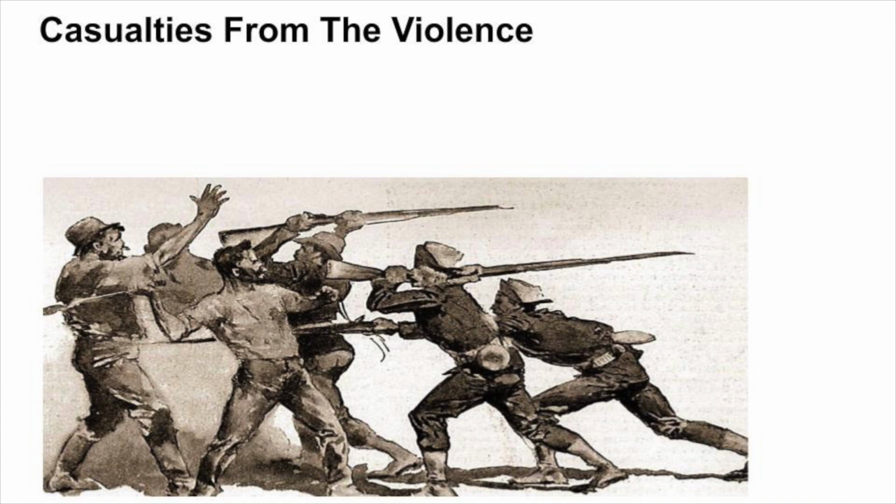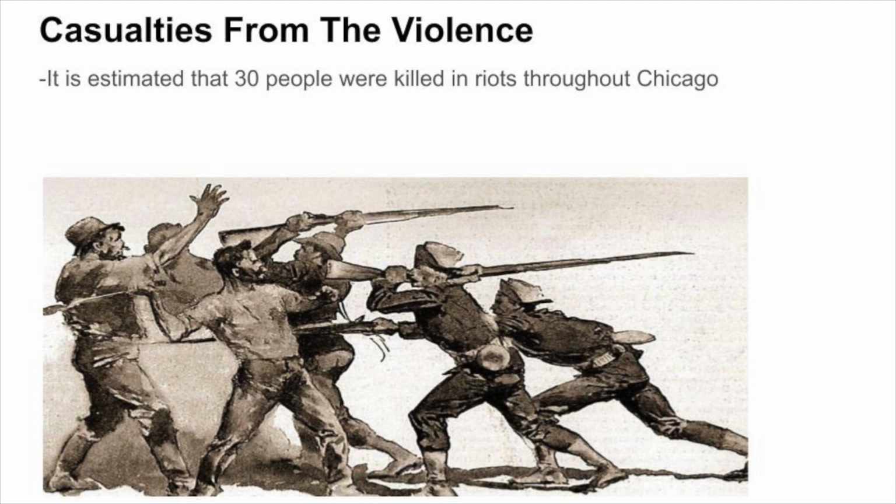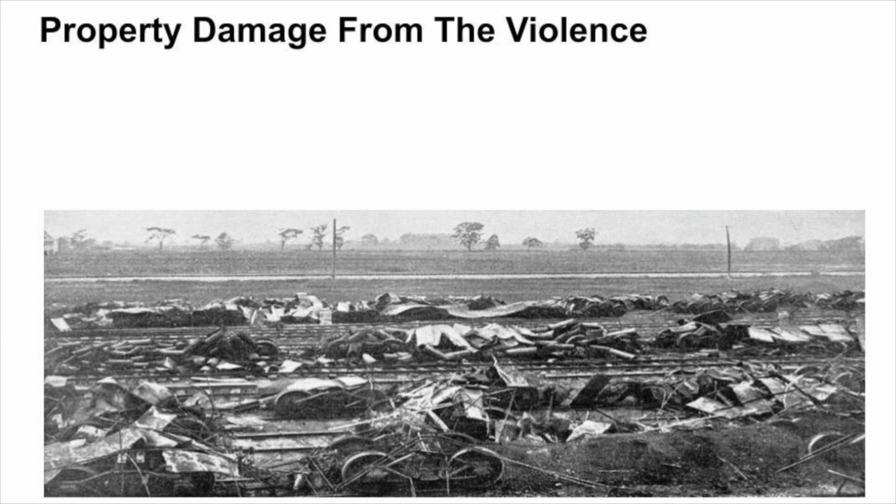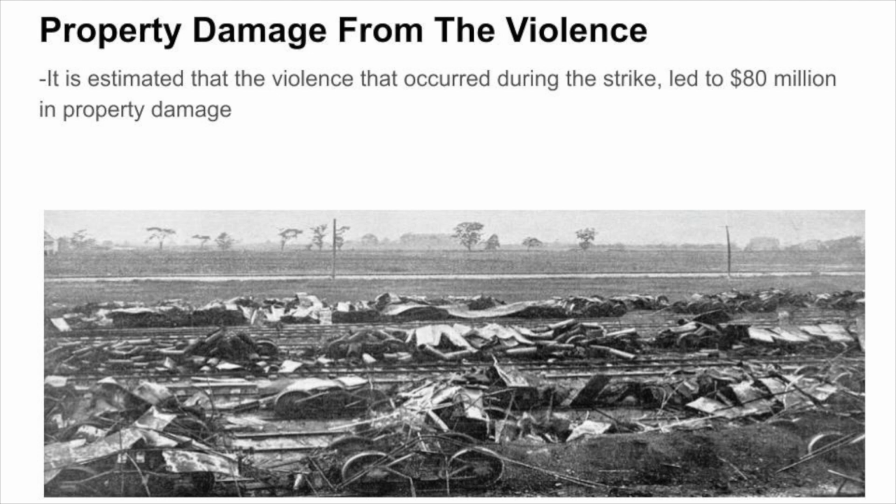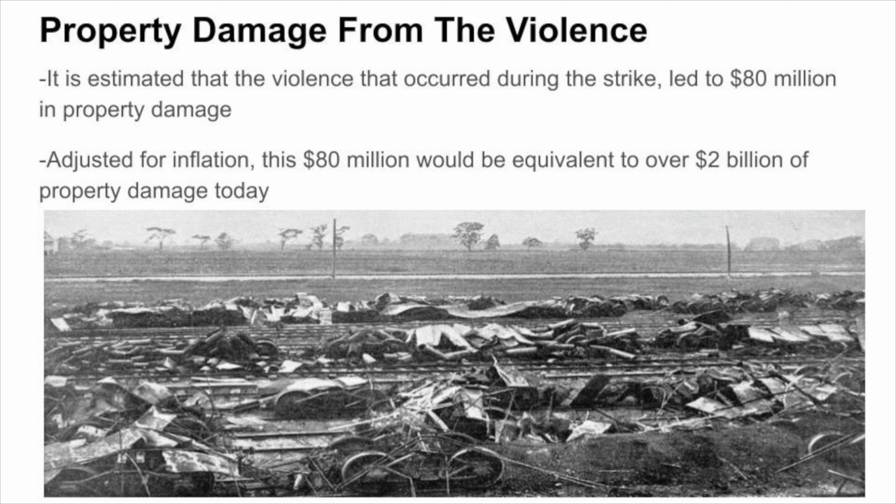In the aftermath of the Pullman strike, it was estimated that 30 people were killed in riots throughout Chicago, while another 40 people were killed in riots elsewhere in the United States. It is also estimated that the violence that occurred during the strike led to approximately $80 million in property damage. Adjusted for inflation, this $80 million would be equivalent to over $2 billion in property damage today.